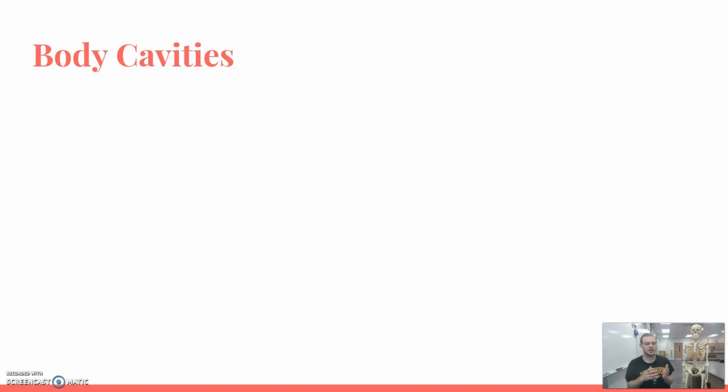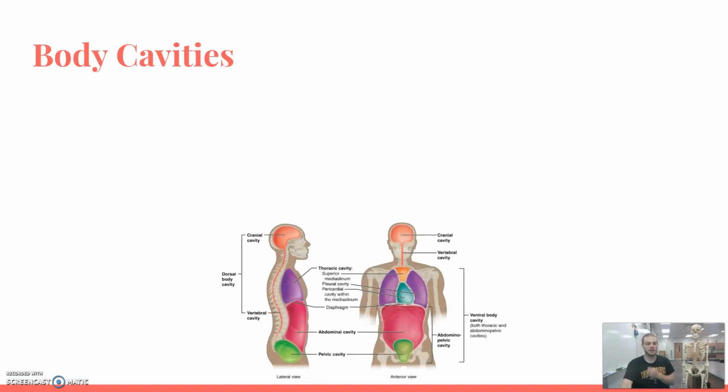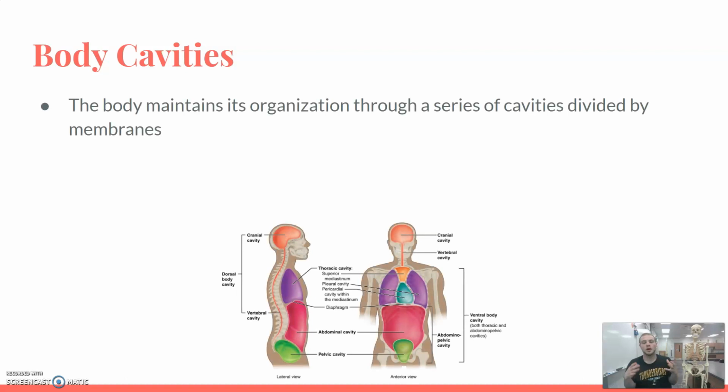If you take an anatomy and physiology class that's more focused on development, you'll talk about body cavities and membranes a lot, because a lot of structures, as you're developing from inside in the womb and even as you continue to age, are going to be built around or based on these body cavities and the membranes that surround them. So, body cavities are a way that the body can maintain its organization.